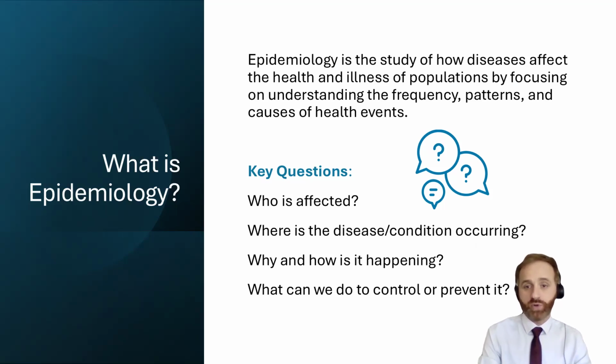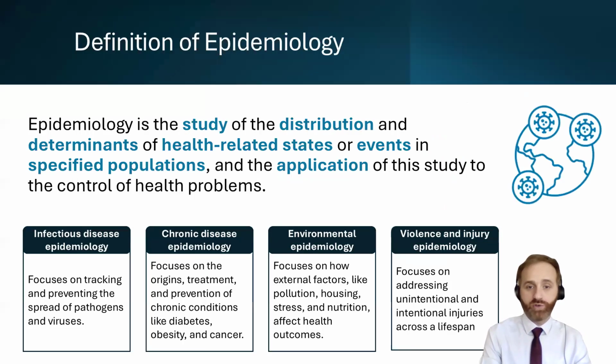For example, when we talk about pandemics, why and how is it happening, the causes or initial risks that cause this pandemic or this disease to happen. And finally, what can we do to control or prevent the whole thing, including prevention and intervention measures, and when it happens, how to control it. So this is basically a very brief overview of epidemiology.